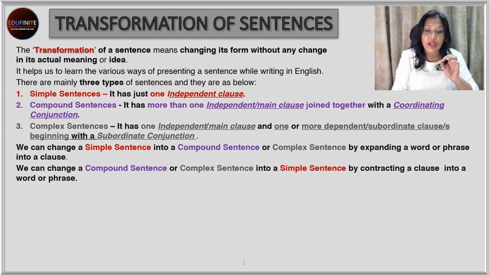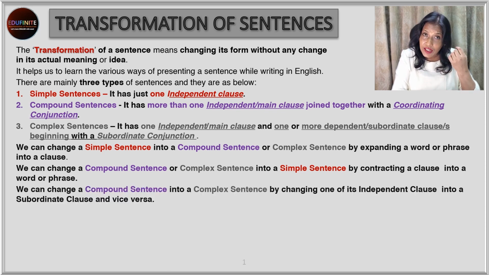Next, we can change a compound sentence or a complex sentence into a simple sentence by contracting a clause into a word or a phrase. So what we have to do, we have to eliminate the verb from it and contract it to turn it into a phrase. Then it will change from a compound or a complex sentence into a simple sentence.